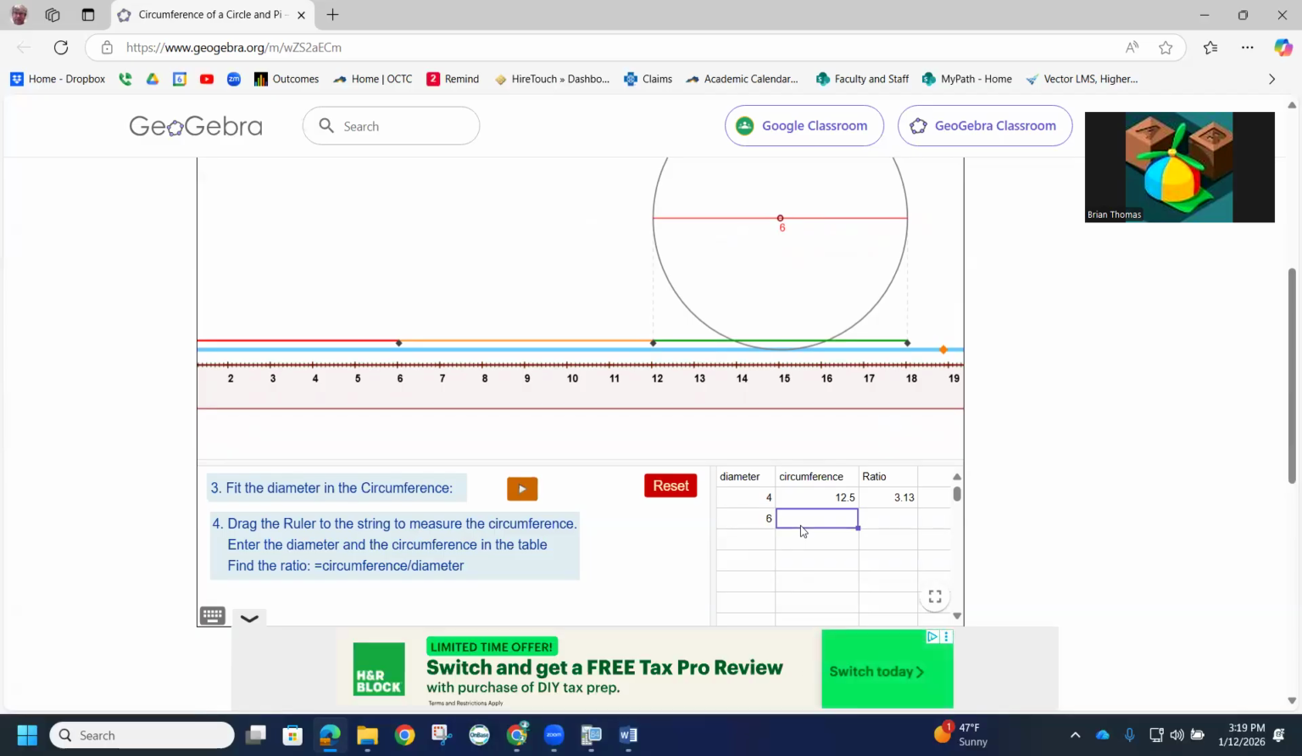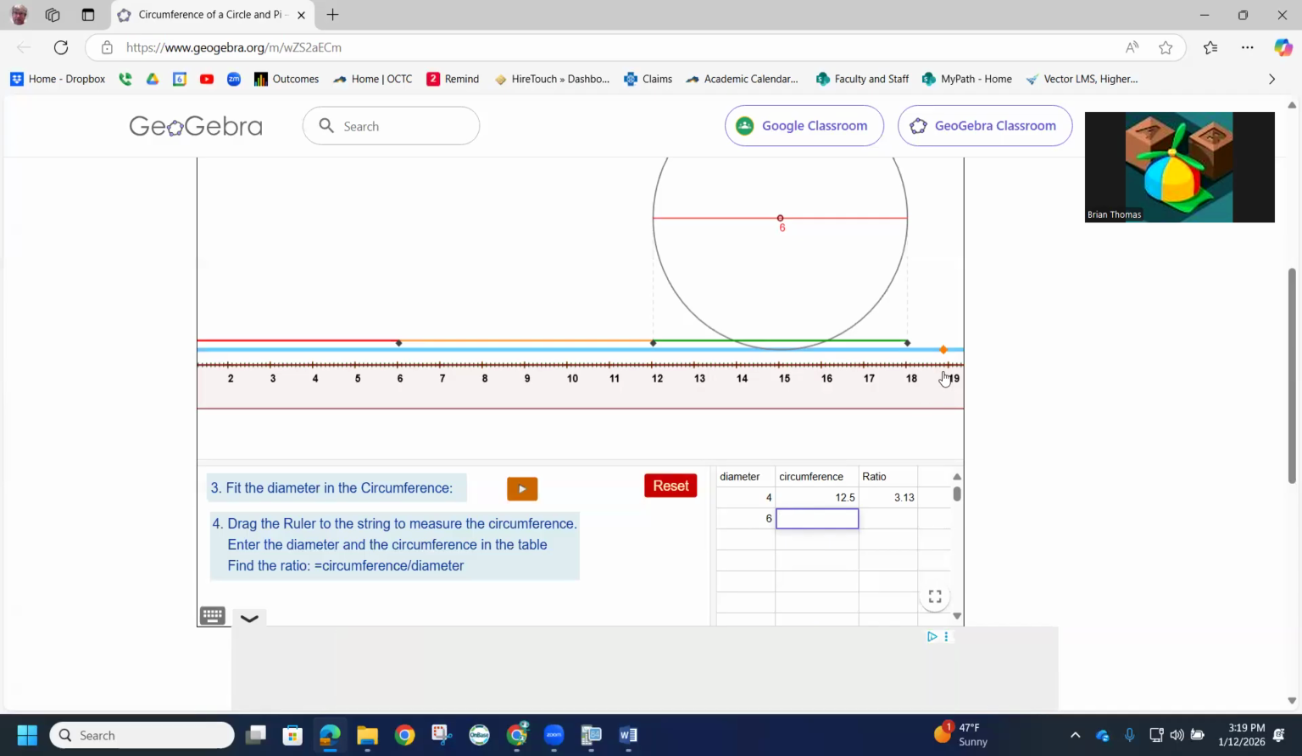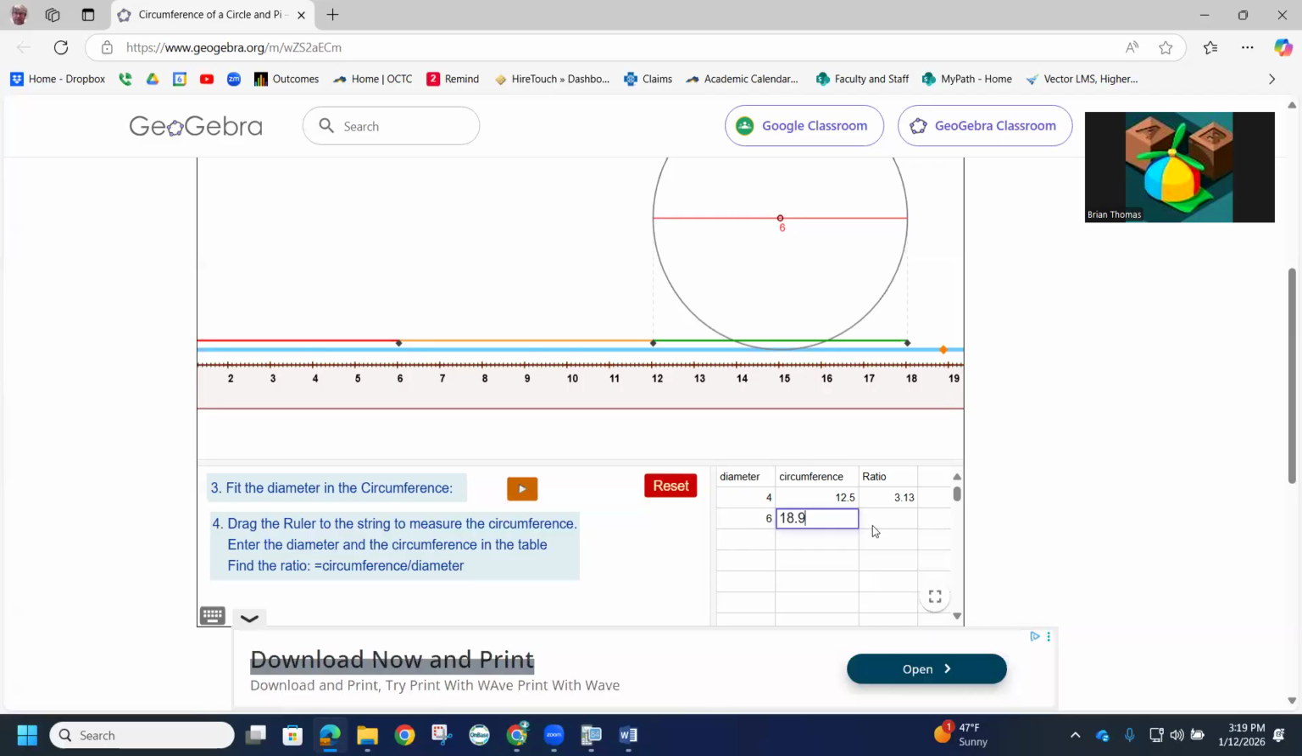So if I put 6 in here, I know that the circumference is going to be basically 3.14 times 6. Now, actually, we can measure with the piece of string up here. It looks like it's about 18.8 or 18.9. So my circumference is actually 18.9. Now, if I divide 18.9 by 6, I should be getting close to pi. So 3.15. Notice how that's close to 3.14.